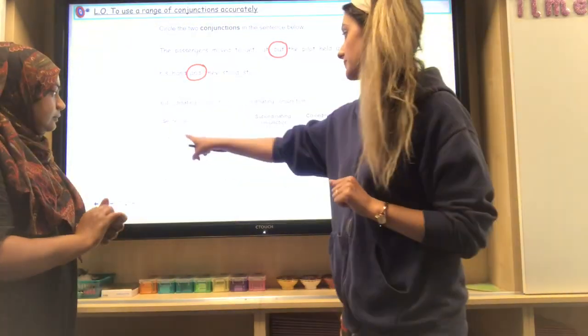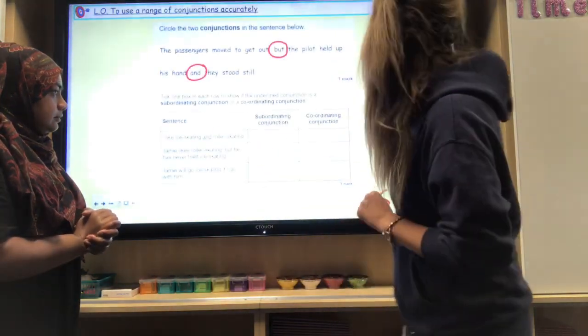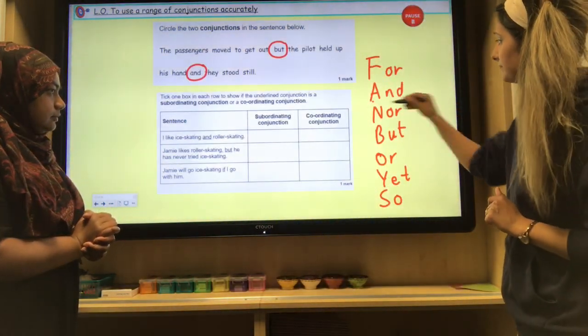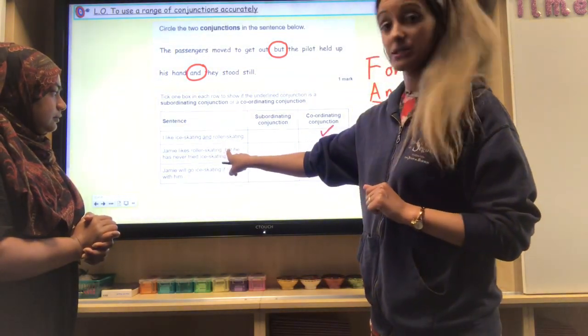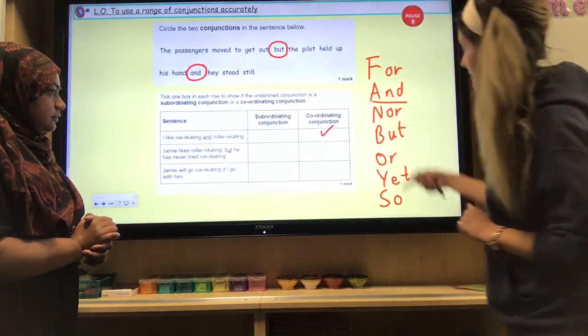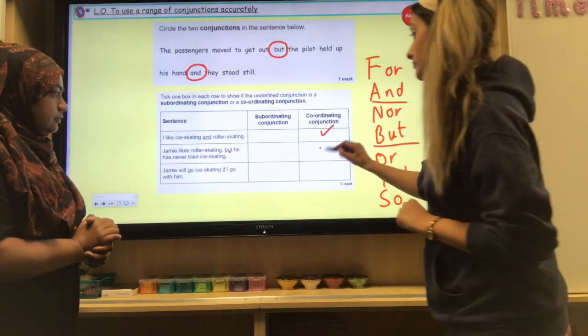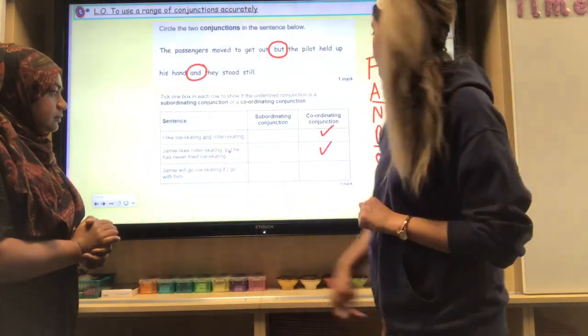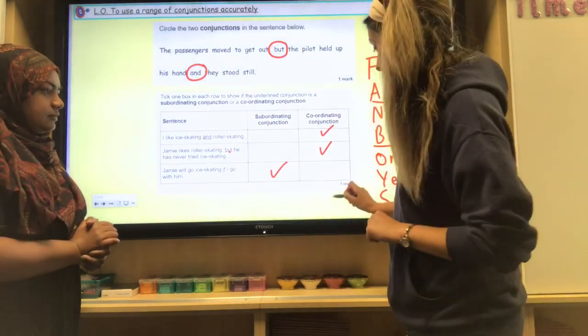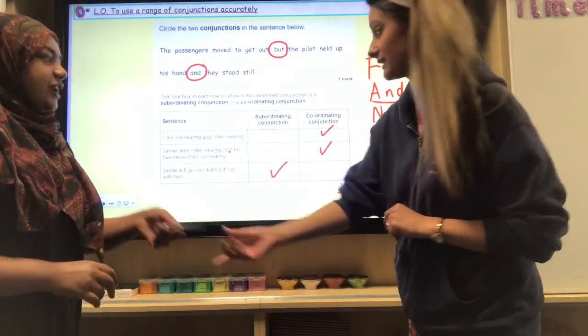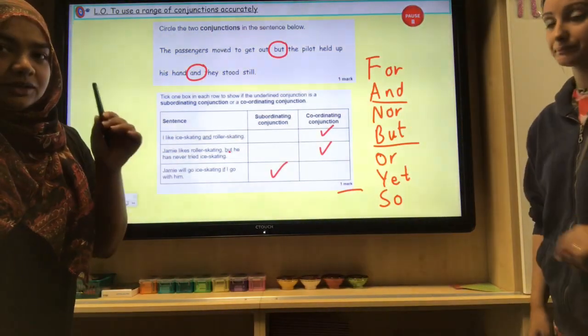So, first one here, I like ice skating and roller skating. "And" appears in FANBOYS here. It therefore must be a coordinating. I just go straight to the word now, but it appears here in FANBOYS. It's therefore coordinating. The last one is "if". Doesn't appear in FANBOYS, therefore it must be a subordinating conjunction, and that's worth 1 mark. Good work, Mrs. Gale. So you have to get all 3 of these correct in order to obtain that 1 mark.